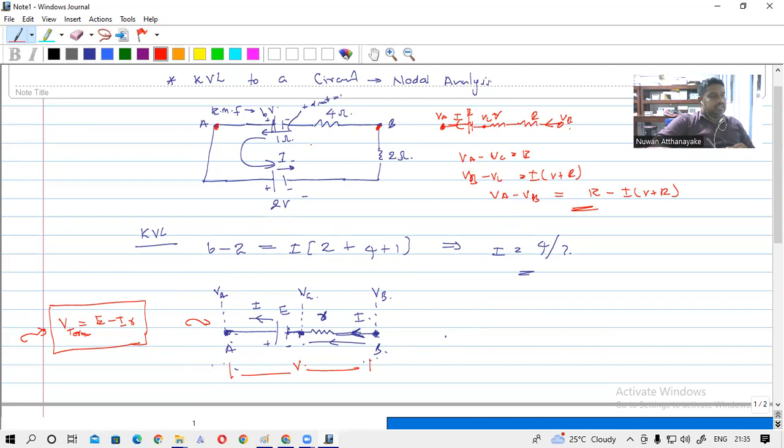You can see that the internal resistance is also in series. Both of these you can take as internal resistance, and you can write this using this one. No need to go through it like this.